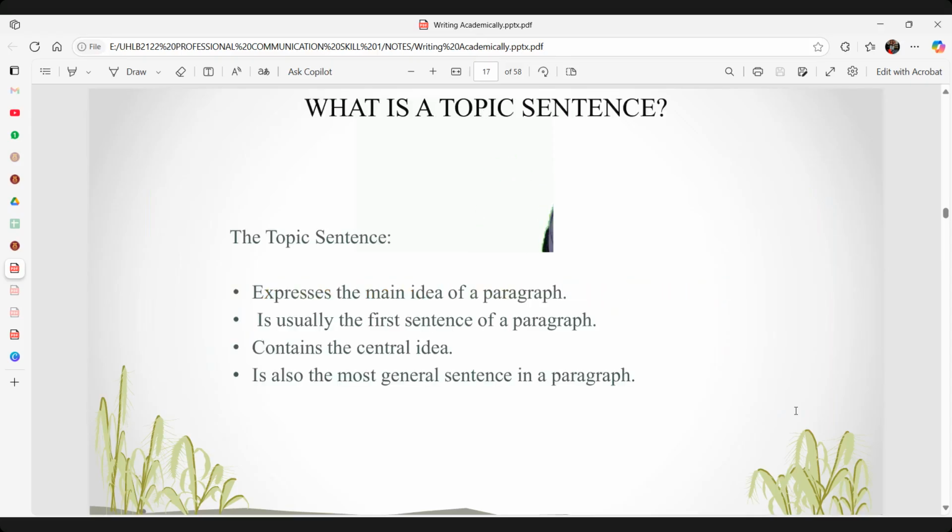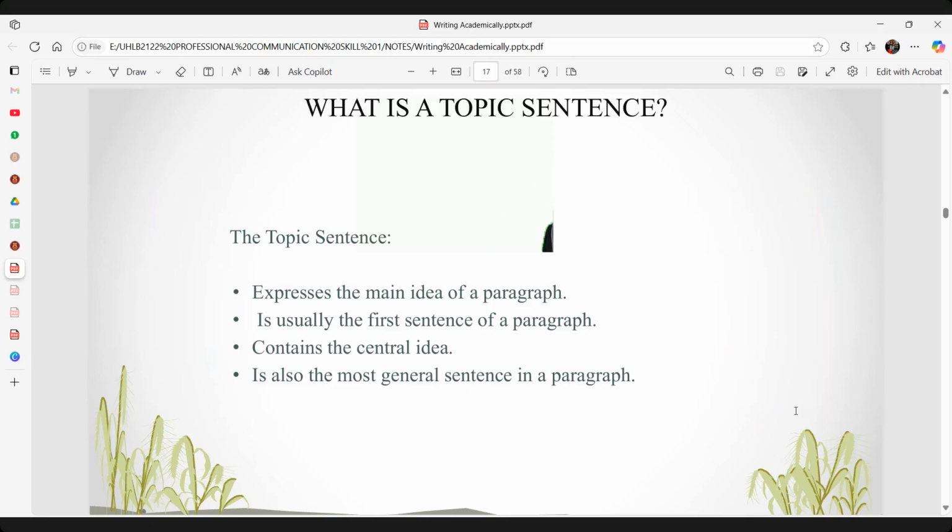Okay, next. What is a topic sentence? Topic sentence expresses the main idea of a paragraph, remember? So the main idea or main point could be just a word, could be just a phrase. Now, because it's writing, you need to turn the word or phrase into a proper sentence, a proper sentence that contains the main idea or main point, right? That is a topic sentence.